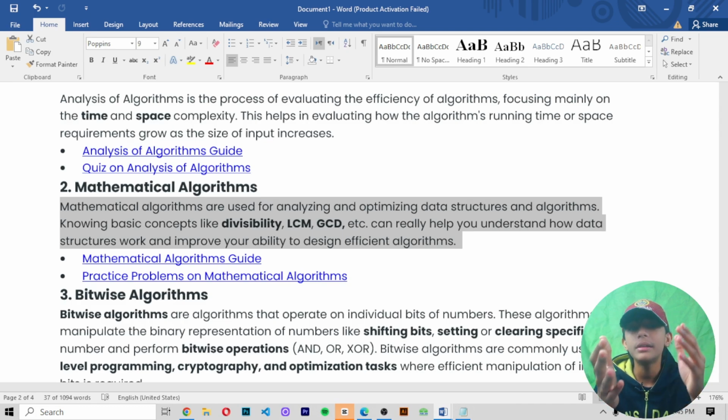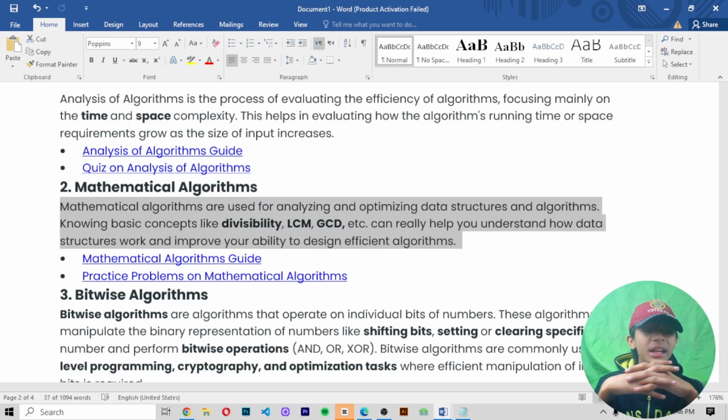So if you want to learn data structures and algorithms, first of all you must know about mathematical algorithms, like divisibility, LCM, GCD. Okay, and we will make one detailed video on the mathematical algorithms guide in the future, so don't worry about it. Number two, practice problems on mathematical problems. We will also do practice problems on mathematical algorithms in the upcoming videos.